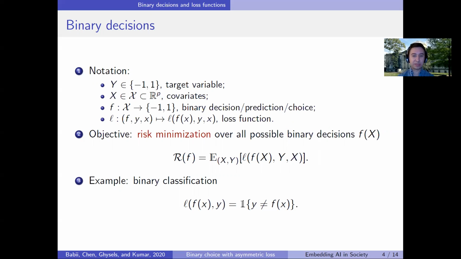For example, putting someone who would not become a recidivist in jail. And also what are the benefits of making the correct decisions. And our objective here is to find a binary decision rule such that the expected value of the loss function, the so-called risk function, would be as small as possible.